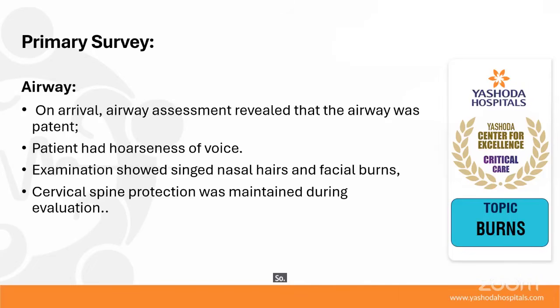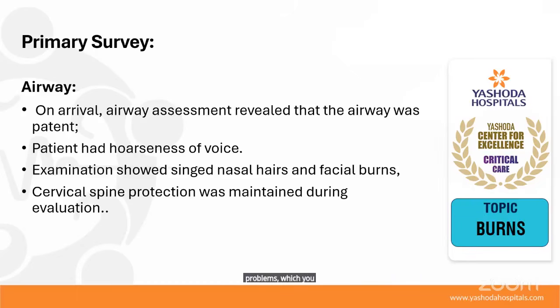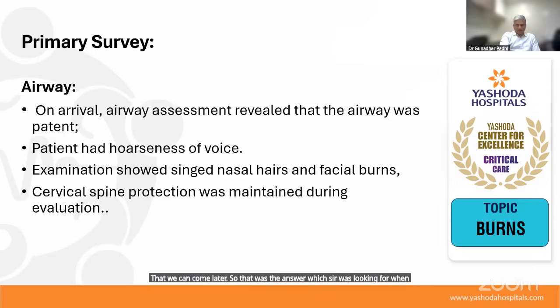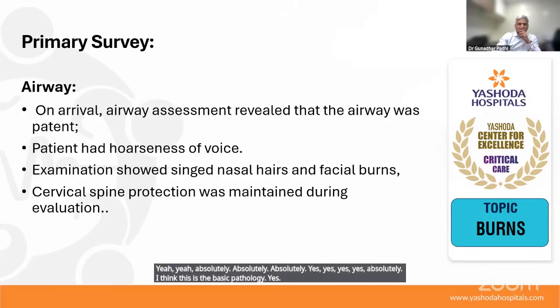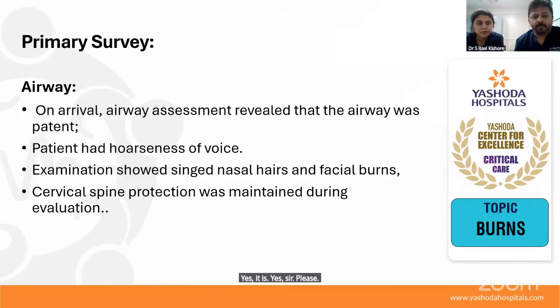So the muscle injury becomes very important, and the third will be the more damage happening at the joints, and then the rest are the ancillary problems which you will see as part of the follow-up, that we can come to later. So that was the answer which sir was looking for when he asked you in the last slide. Am I right, sir? Yes, absolutely. This is the basic pathophysiology. All right, got it? Yes, sir. Okay, let's go ahead.